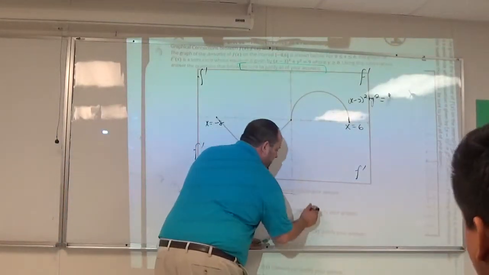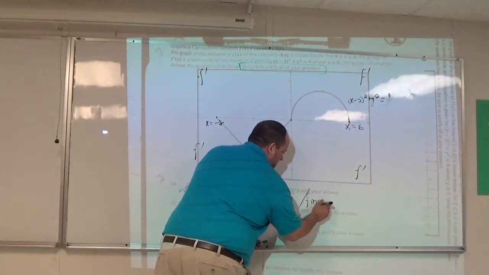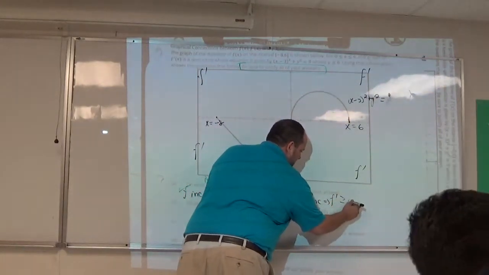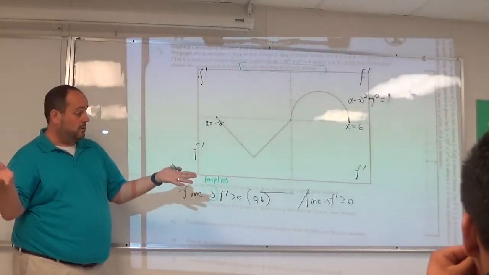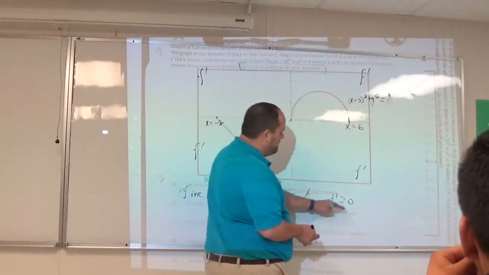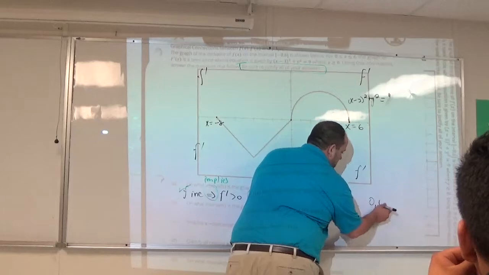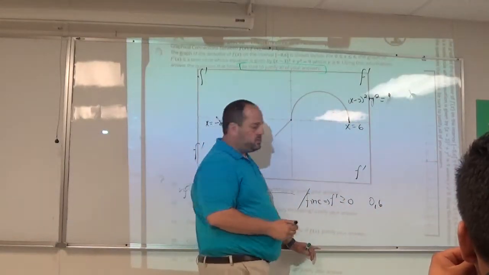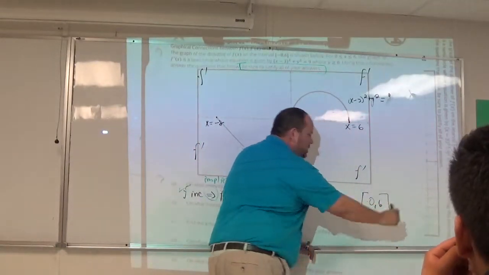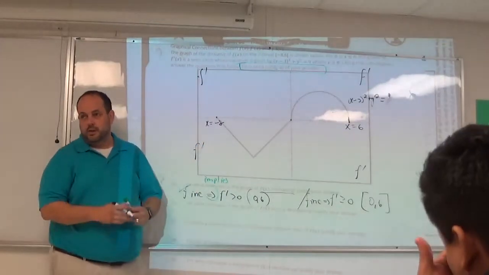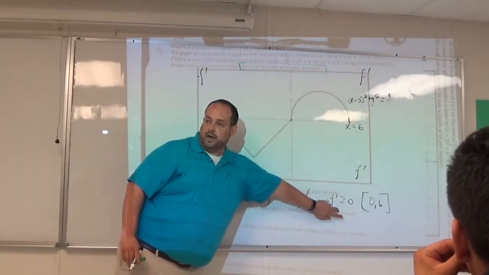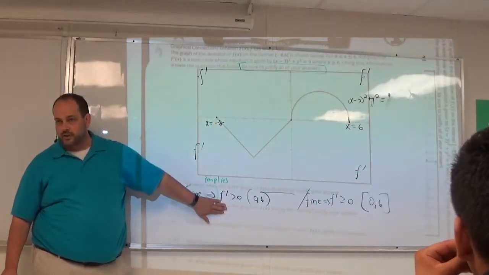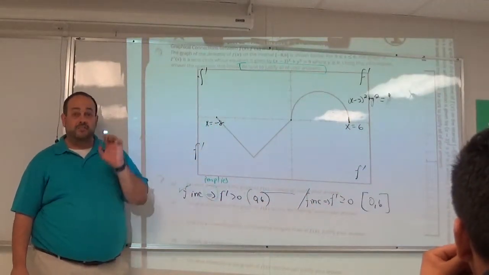If you had one of those other teachers that says f increasing means f prime is greater than or equal to 0, and I'll accept both. But if you say f prime is greater than or equal to 0, then you look on the interval 0 to 6, and this time you have to use brackets, because your definition of increasing is different. You're saying greater than or equal to 0 versus saying greater than 0 here.